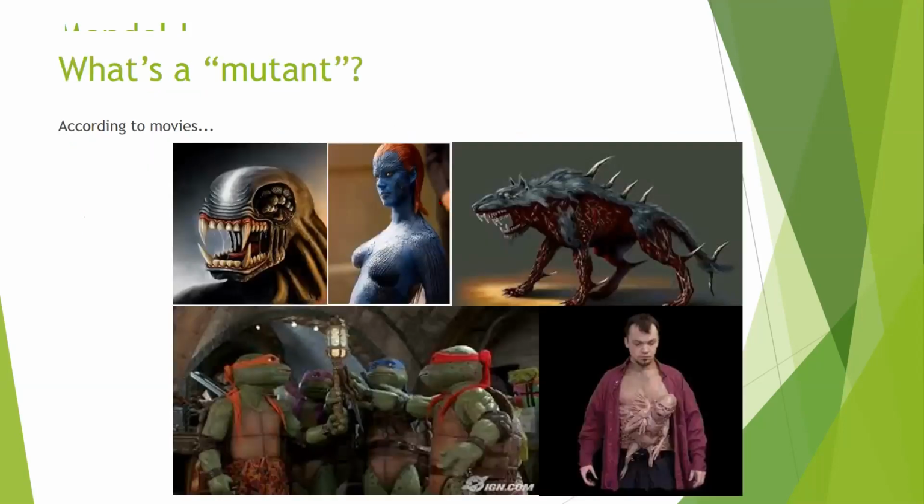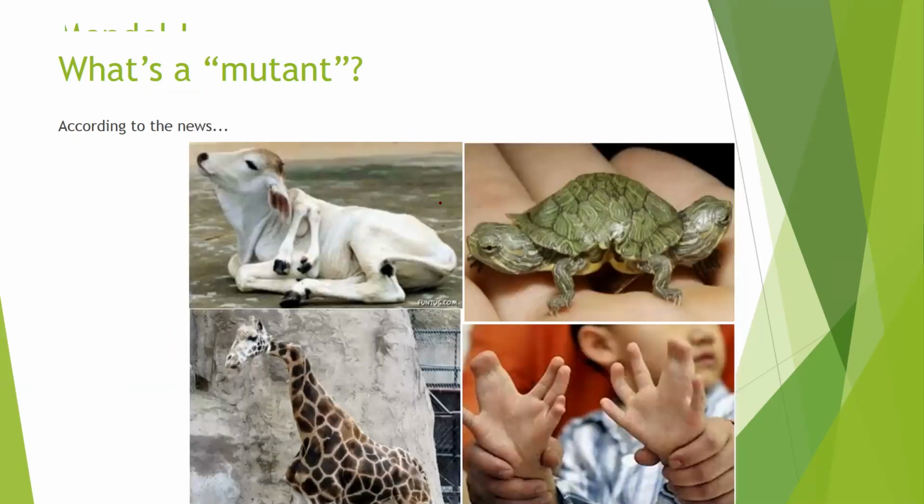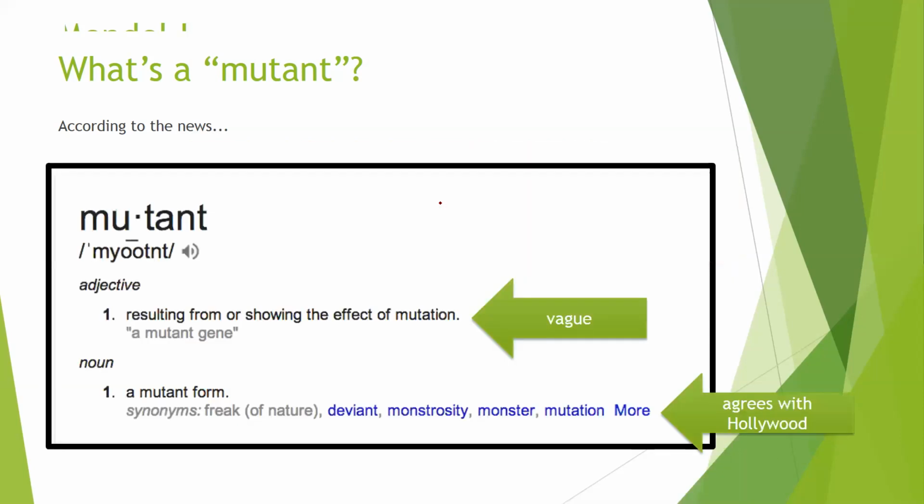So what is a mutant? We need to learn the definition of mutant. This is what we can learn from the movies: the mutants are monsters. If you read the newspapers, probably you can have some other ideas of what a mutant is. A mutant is something showing abnormal phenotypes like this.